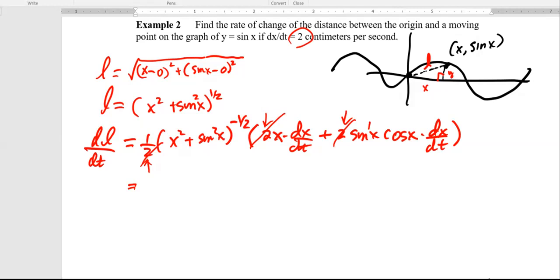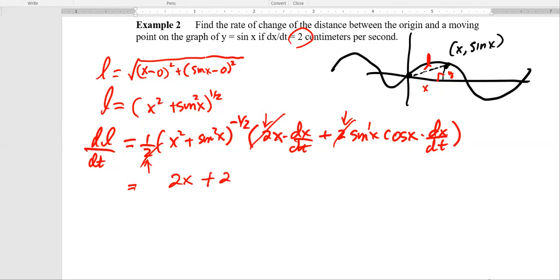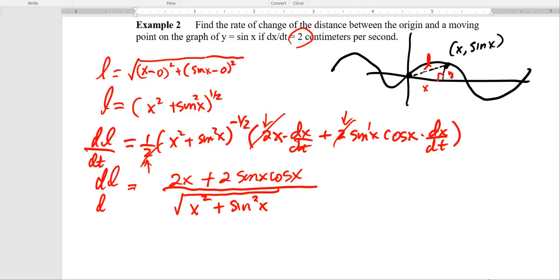So we'll have in the numerator x times the dx/dt, so that's a 2x. And then over here we'll have the sine of x, cosine x times a 2, another 2 sine x cosine x. And then down here, we're going to have the square root of x squared plus sine squared of x. And that is our rate of change of that distance, which I called L, between the point and the origin itself.